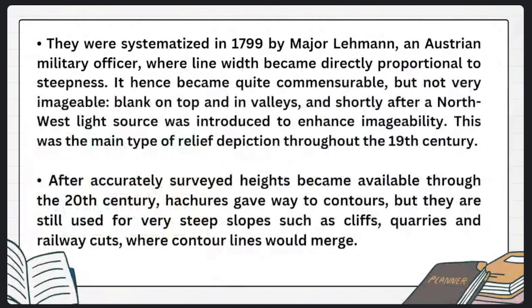They were systematized in 1799 by Major Lehmann, an Austrian military officer, where line width became directly proportional to steepness. It hence became quite commensurable but not very imageable, blank on top and in valleys, and shortly after, a northwest light source was introduced to enhance imageability. This was the main type of relief depiction throughout the 19th century.